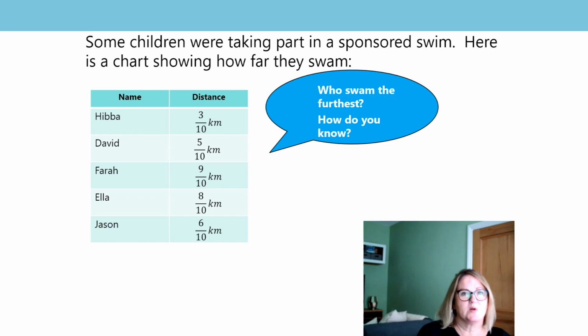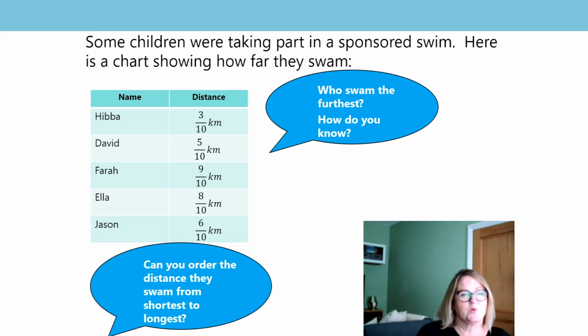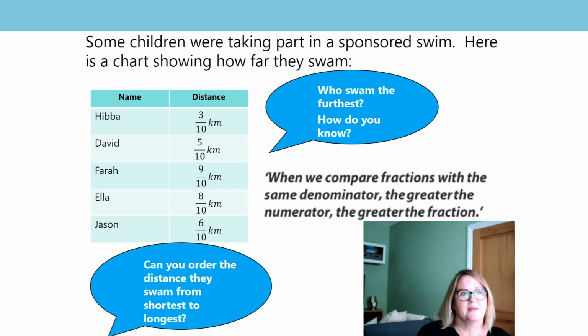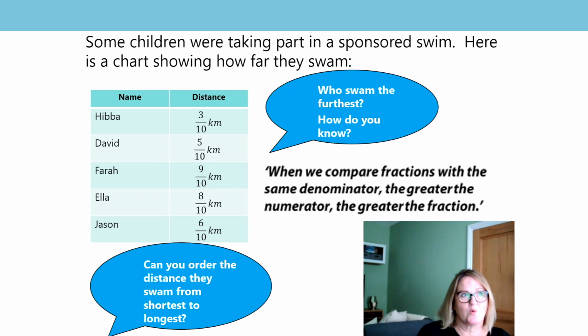Okay, so what is it we need to notice? If we're going to order the distance they swam from shortest to longest, what do we need to notice about these fractions? Can we compare them? Yes, we can, because they're all fractions with the same denominator. So we're just going to look at the numerators and we can order them. Write them down, have a look, and order them from smallest to greatest. Who swam the shortest distance and who swam the longest distance?